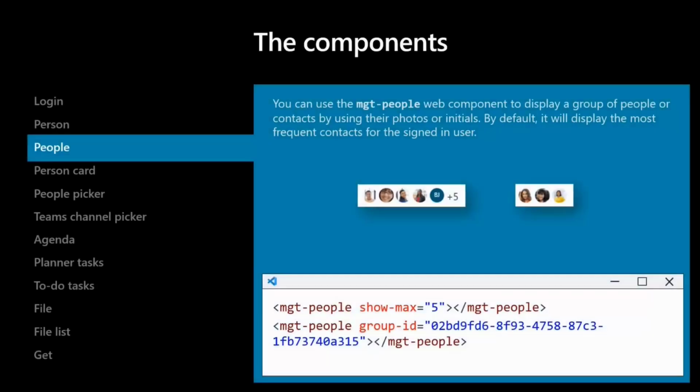So today, the component we're going to cover is the people component. People is a way to display a group of people or contacts by using simply their photos or initials. And by default, it will always display the most frequent contacts for the signed-in user. So without any further ado, let's go on to some of the code.